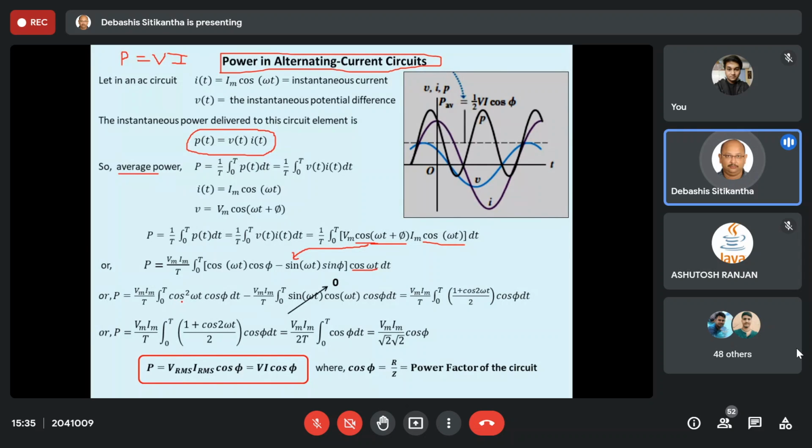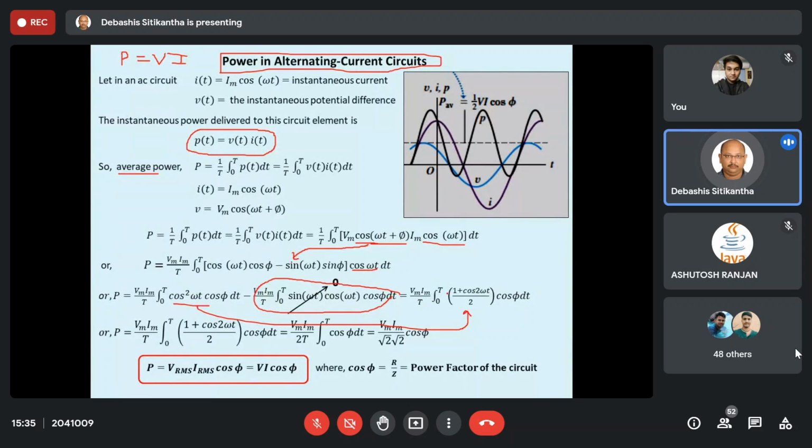So over here, I will get cos square omega t cos phi dt, minus Vm Im by T, integration from 0 to T, of sin omega t sin phi cos omega t. Now this term is going to be 0, because this is a cyclic function, and when you integrate it from 0 to T, it results in 0. So ultimately your P becomes Vm Im by T, integration from 0 to T. Now in place of cos square, I have replaced it by the term (1 plus cos 2 omega t) by 2, cos phi remains as usual, dt.